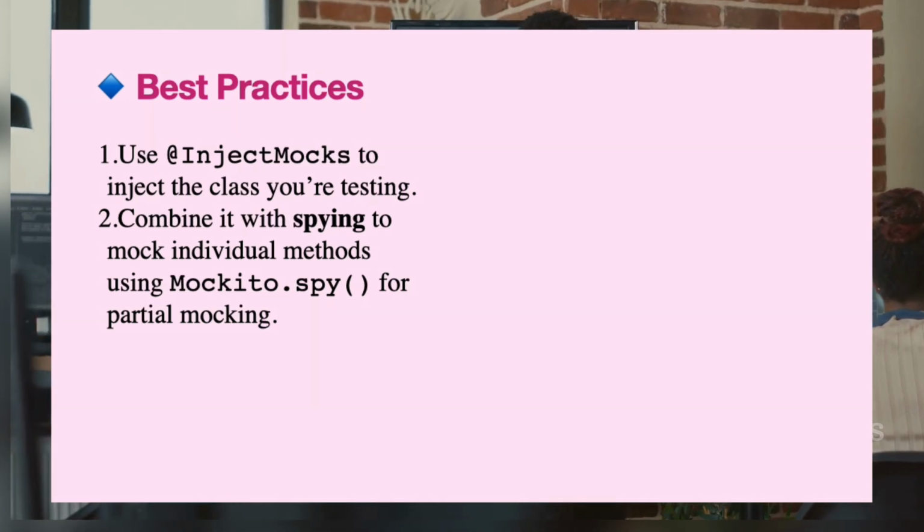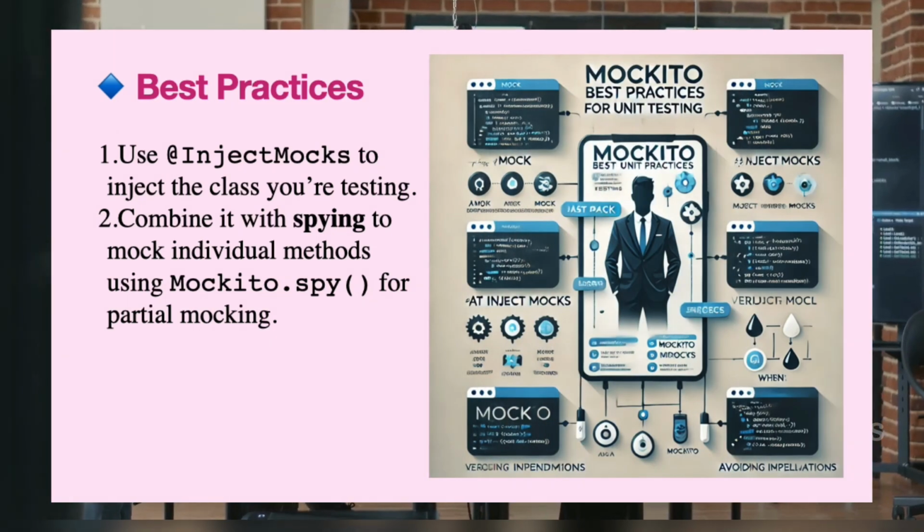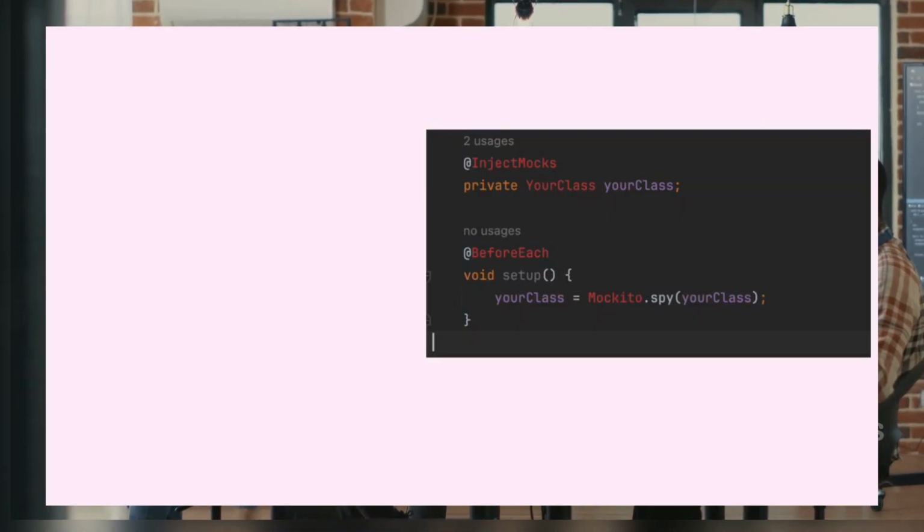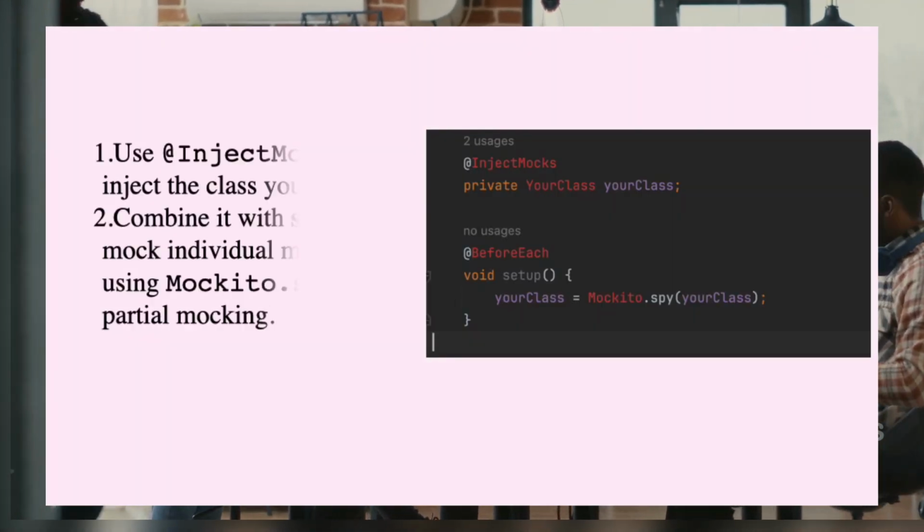This approach strikes a balance between realism and isolation, allowing us to test the interaction between different parts of our code while still maintaining control over specific dependencies.